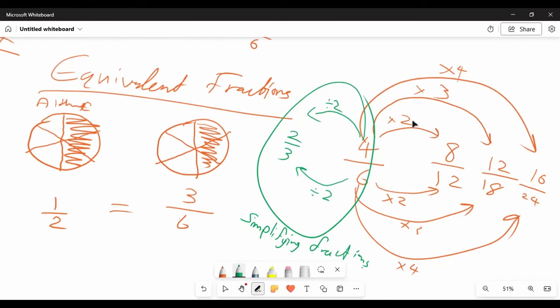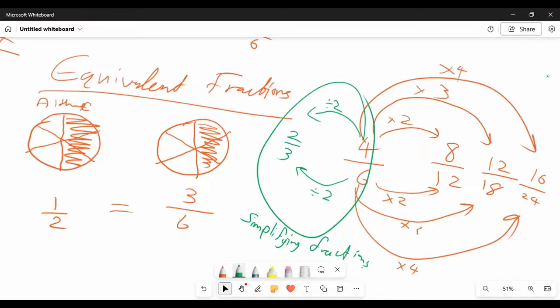Okay, yeah, sure. I'll explain that. You mean simplifying fractions, Himansha? Is it simplifying fractions or equivalent fractions? Okay, anyways, I'll explain it again.